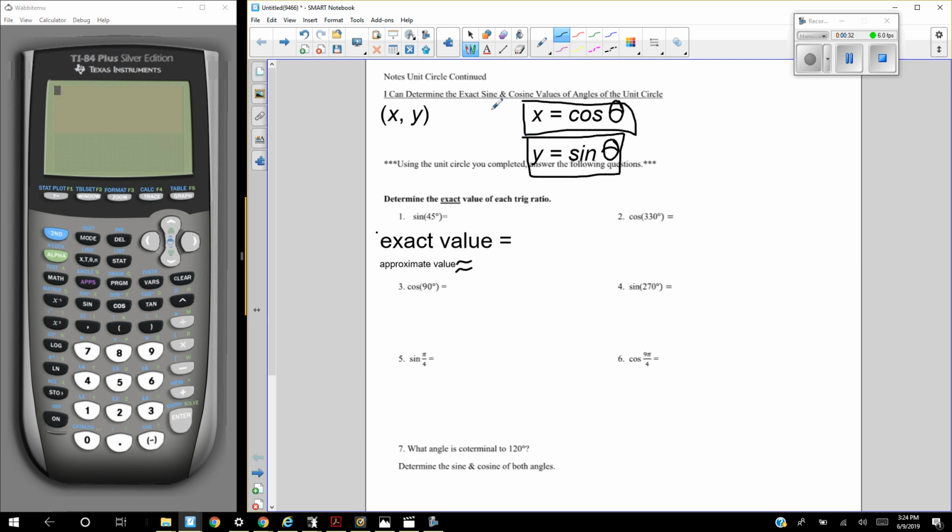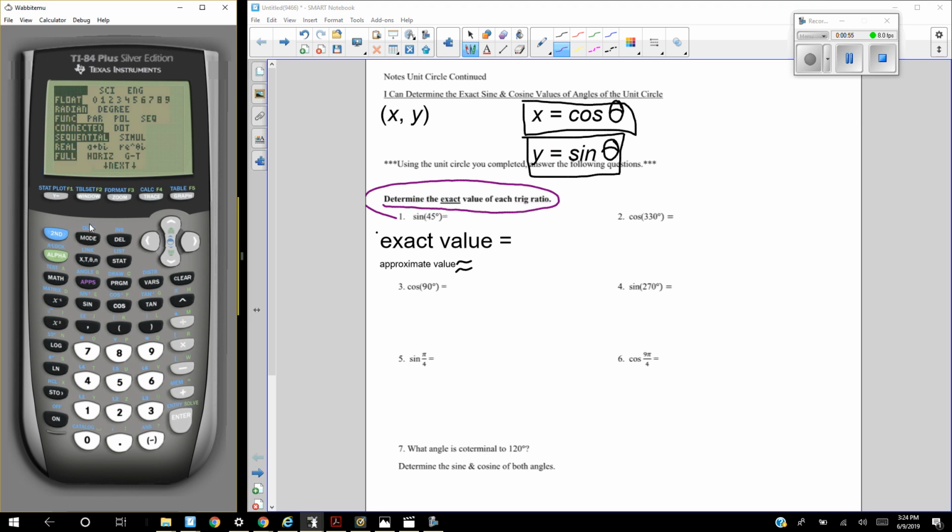So I want to do two things on this first problem. Now the directions say we're going to determine the exact value for each trig ratio. First though, I want to determine the approximate value just so you can see how you can use this as a tool. So turn your calculator on and press the mode button. And we want to make sure that in this particular problem, we're in degree mode because they give us the trig function in degrees. It's the sine of 45.